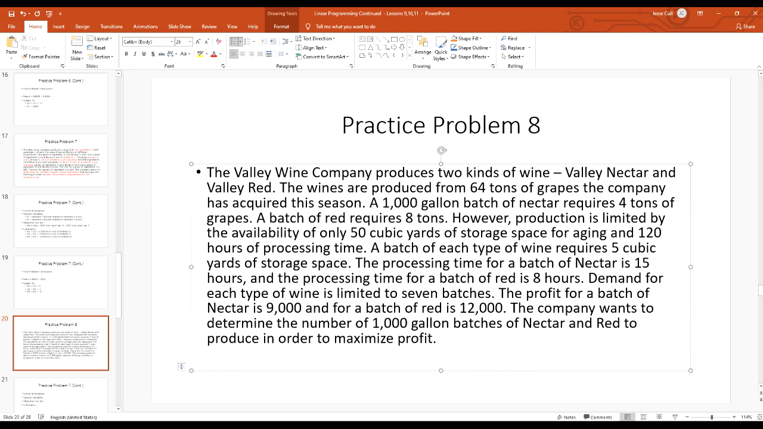Demand for each type of wine is limited to 7 batches. The profit for a batch of nectar is $9,000, and for a batch of red is $12,000. The company wants to determine the number of 1,000-gallon batches of nectar and red to produce in order to maximize profit. So what we will do very simply is go through this and find first our decision variables.